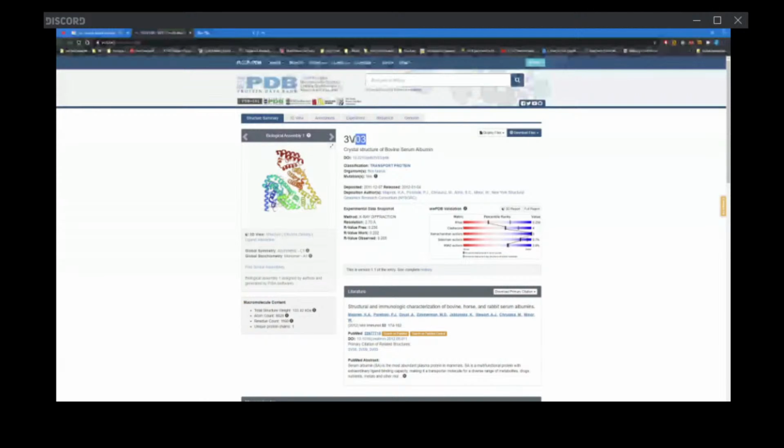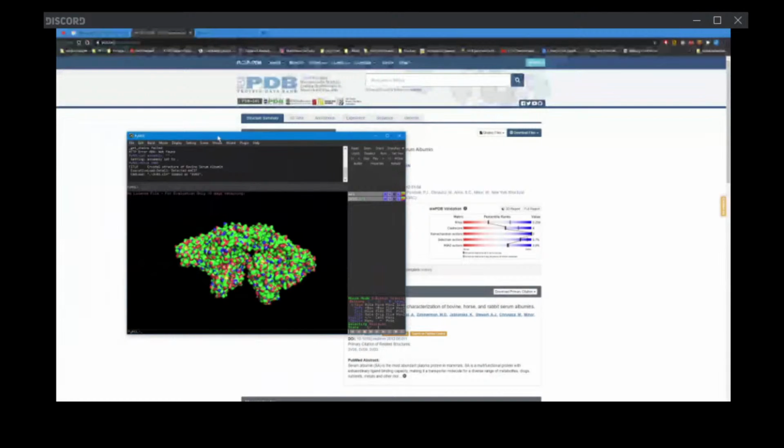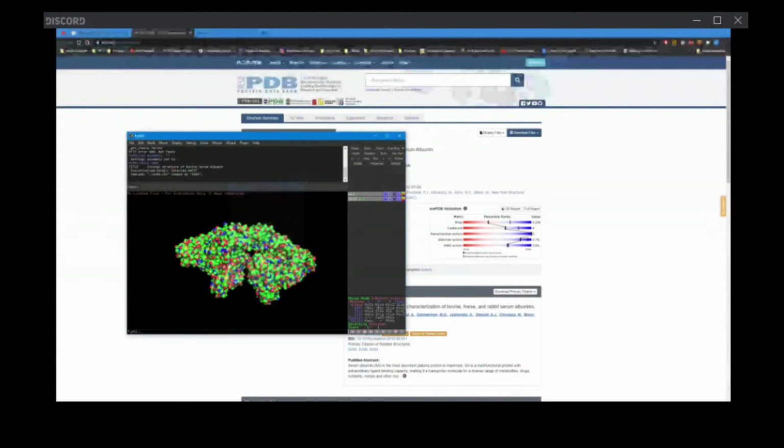So this is just what I'm looking for, the 4-letter code. I'll copy that. And then I'm going to use this program called PyMOL. I already have it imported here, but the way that you can do it, you go to File, Get PDB, and you can literally just type in the 4-letter code right there and hit download. That's all I did to get it to pop up here.